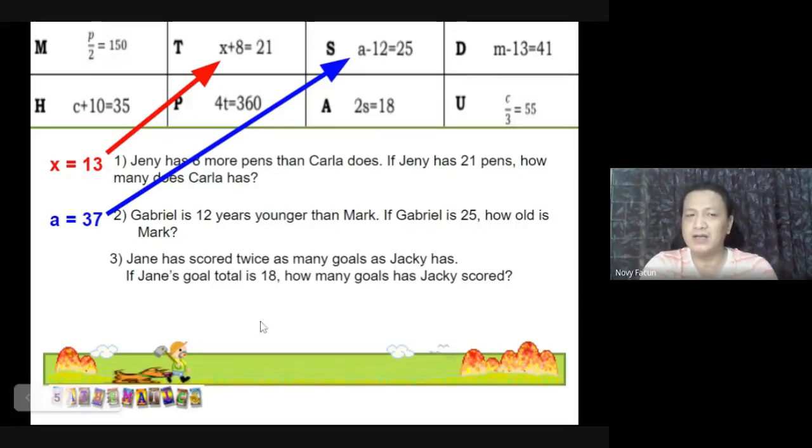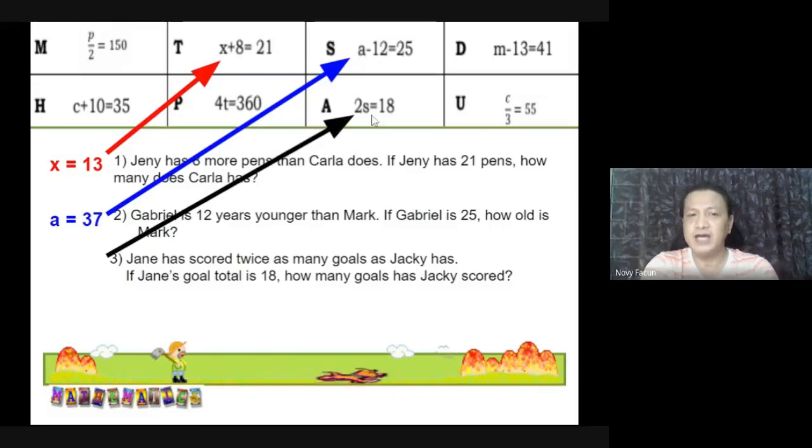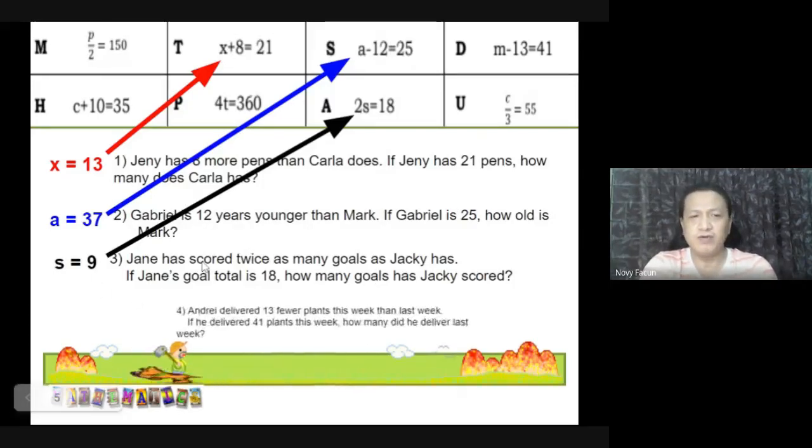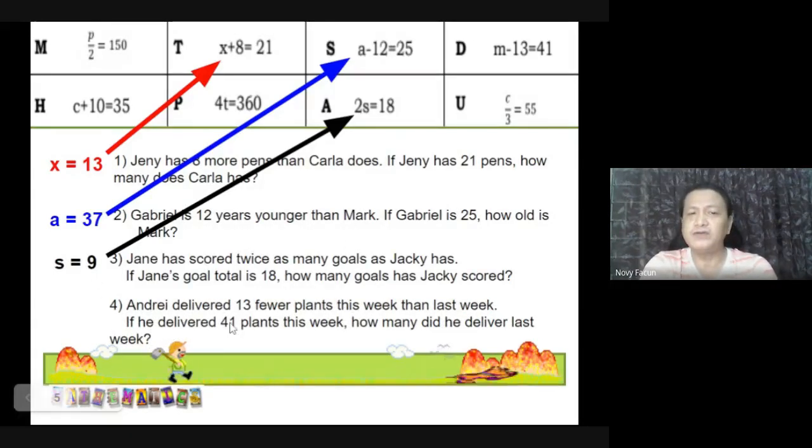So if you're going to analyze this problem, the equation of this is letter A. 2s is equal to 18. Ibig sabihin, what is the value of s here? If you multiply by 2, the product is 18. That is 9. Okay. And we have number 4. Andre delivered 13 fewer, take note of the word fewer, plants this week than last week. If he delivered 41 plants this week, how many did he deliver last week?